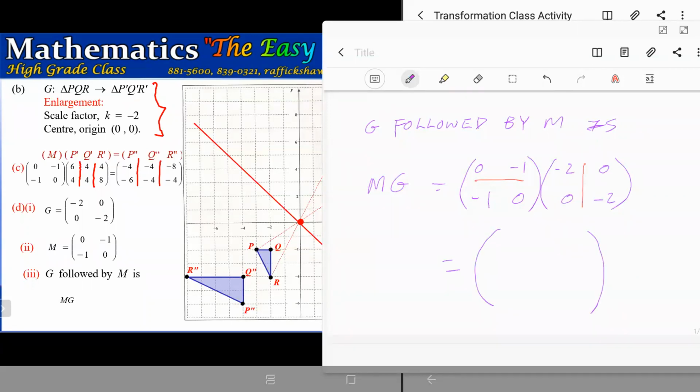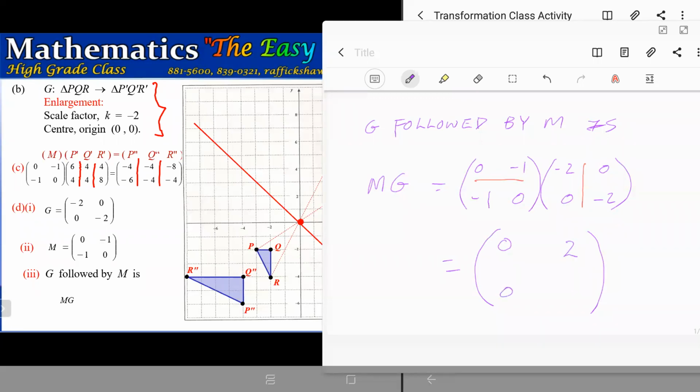Bam. 4 values. The first value is this row and this column multiplying. 0 times that is 0, and this times 0 is 0. So I know that answer is a 0. And once I have a 0, I'm going to get a 0 down there too. Zeros are always on the same diagonal. But let's not assume, let's work it out. Then this value over here is this row times this column: 0 times 0 and -1 times -2. -1 times -2 is +2. So that value is +2.